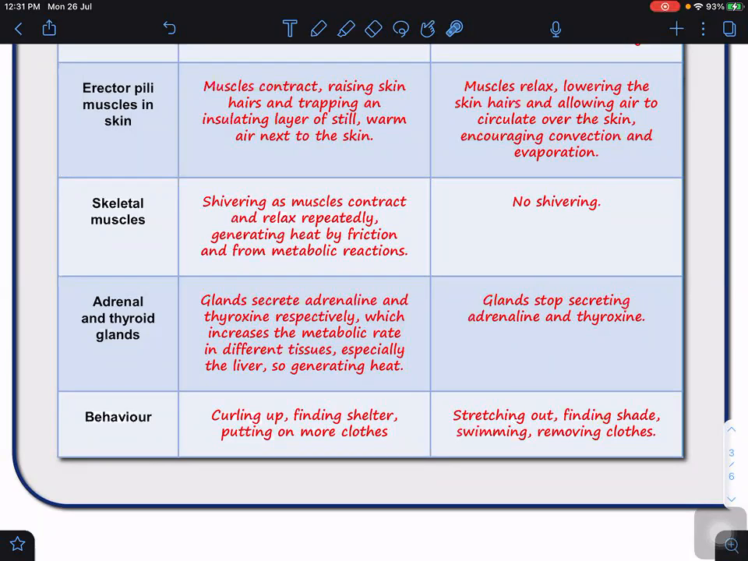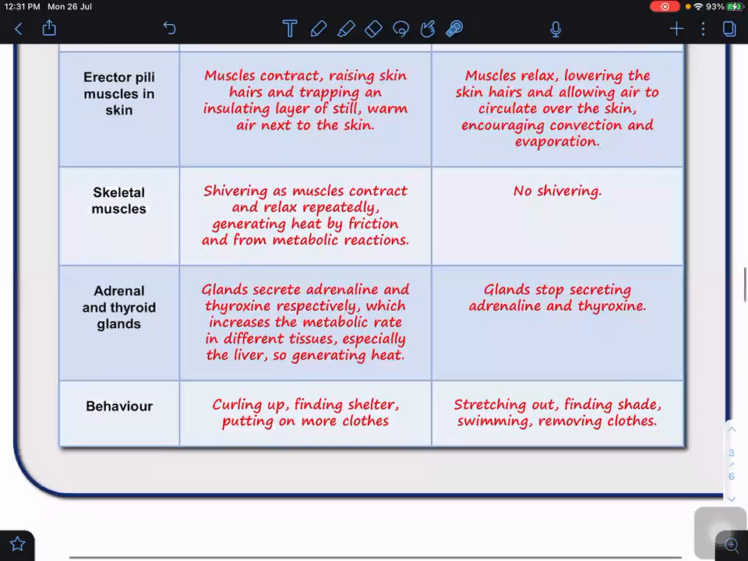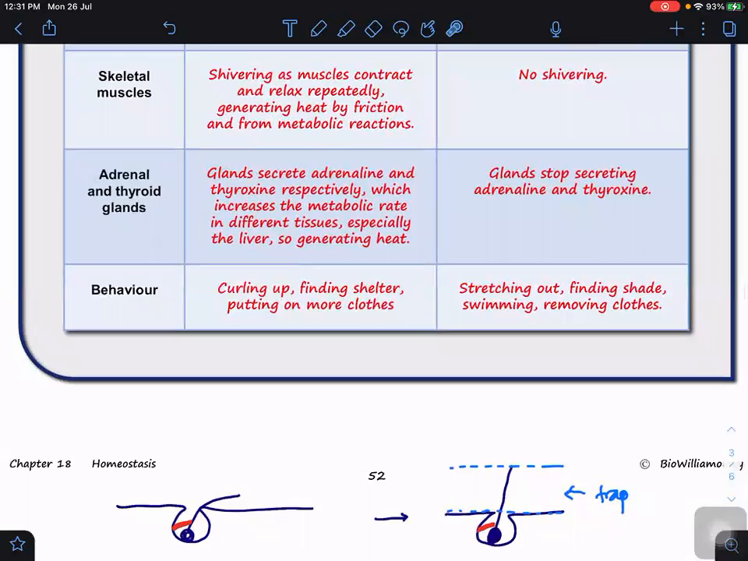Now, this is something to do with the erector pili muscle in the skin and the hair. Then what is the next response? Our skeletal muscle. When it's cold, you tend to shiver. Shivering is basically muscle contraction and relaxation repeatedly. Because of the contraction and relaxation, you have friction and it generates heat energy. Are you clear? As well, the hydrolysis of ATP releases heat energy too. We won't be able to capture all the heat energy.